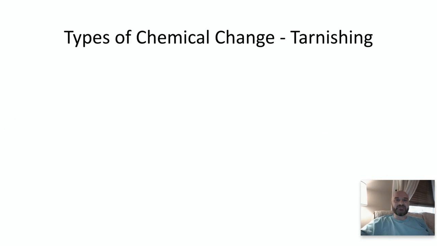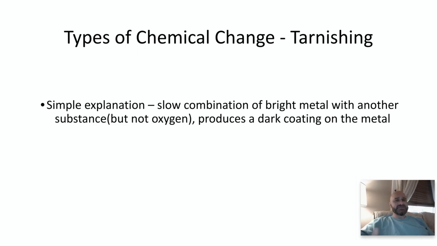The fourth and last chemical change that the book is going to show you is something called tarnishing. The simple explanation is that it is the slow combination of metal atoms with another substance that is not oxygen, because that would be oxidation. And that's going to produce a dark coating on the metal. That dark coating is a new substance that is similar to rust, but it's not rust because it didn't come from oxygen.